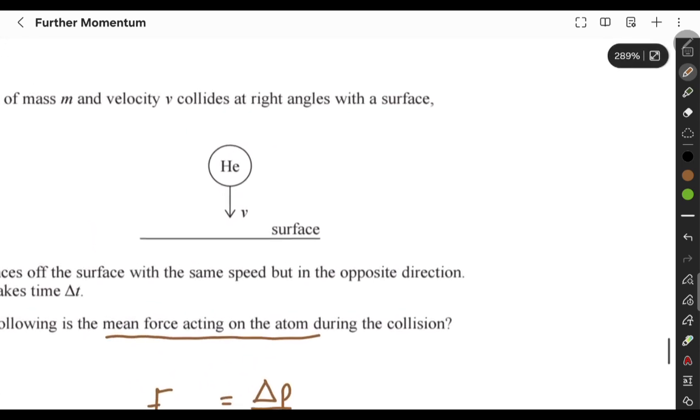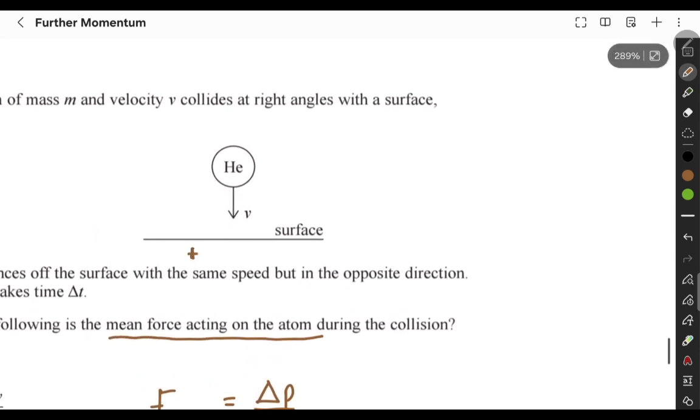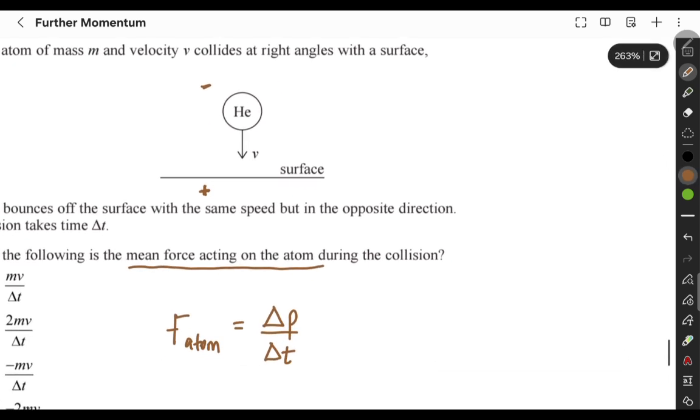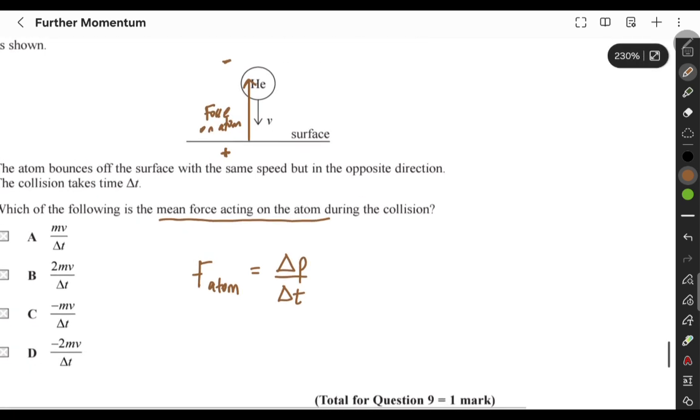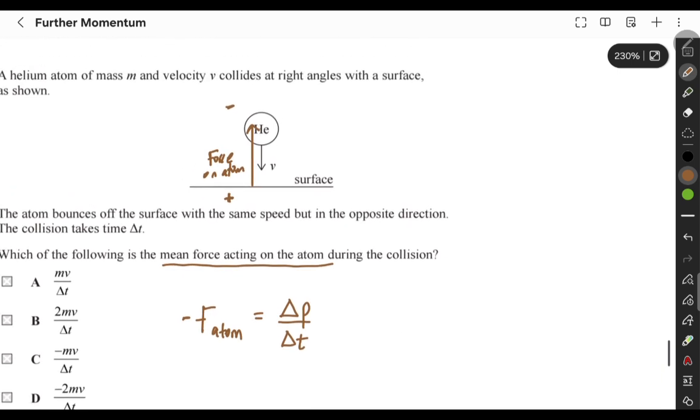First of all, let's label two directions, positive and negative. Our force that's acting on the atom will act in this direction. This is the force on the atom. I'm going to put a minus sign here because you can see that the force on the helium atom is acting in the negative direction.